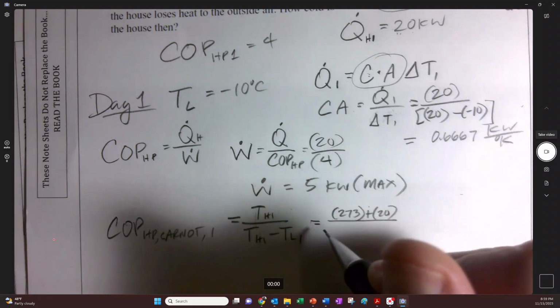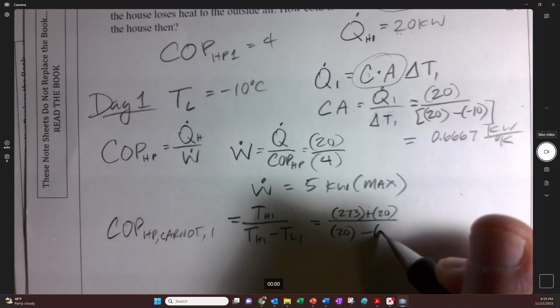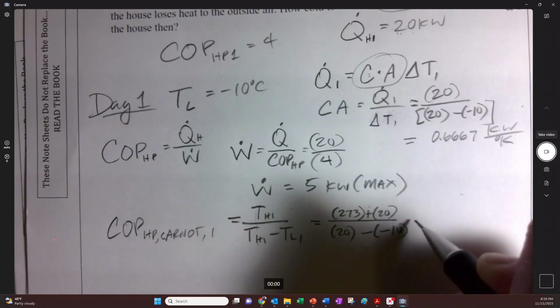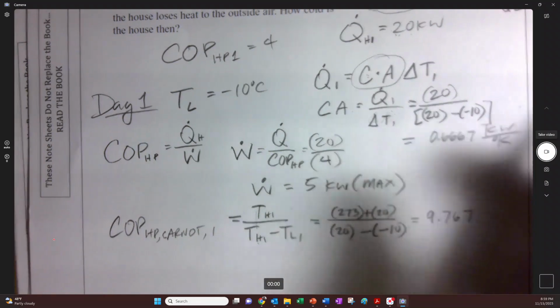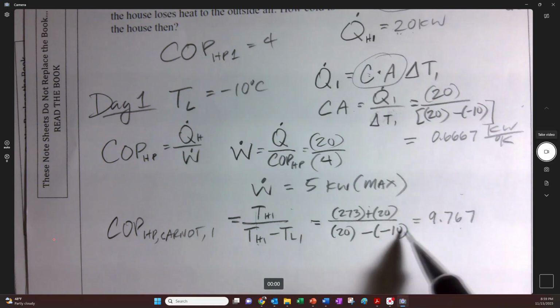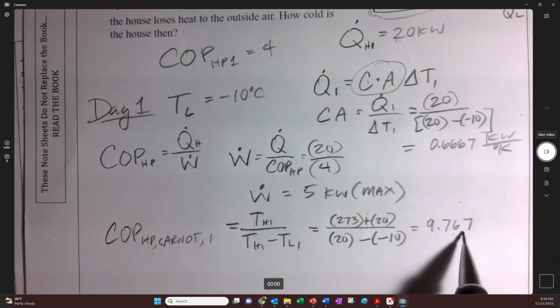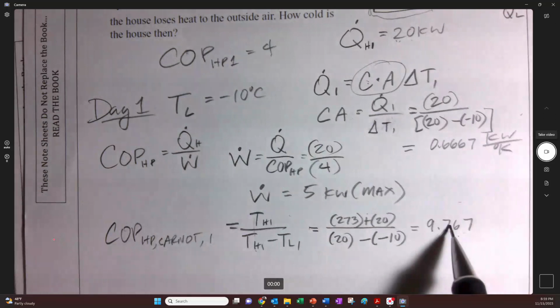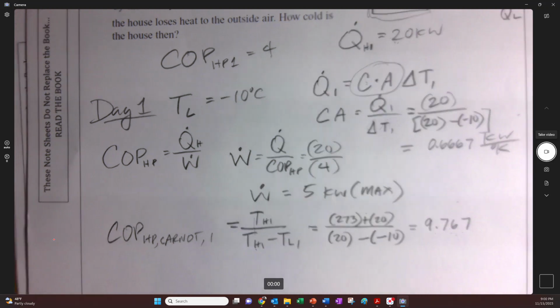Okay. And the high is 20. And we have minus 10. So here's what the Carnot, 9.767, was what our coefficient of performance would have been for a Carnot under the same conditions. It's 4 here, 9.767 is what it could have been, but we don't really care about that. What we're going to say is that the change in it, I'm thinking, we're going to use that.